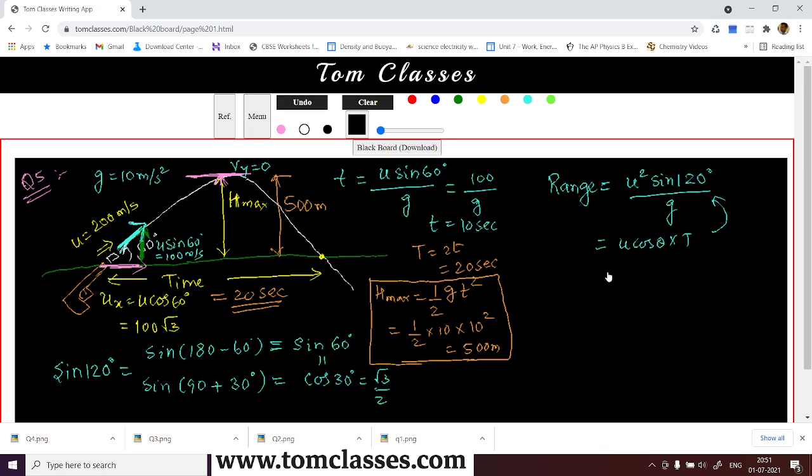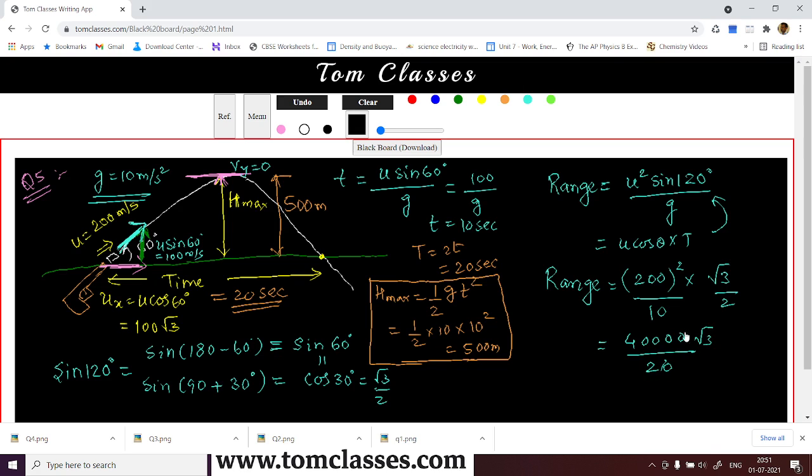So what is the maximum range? The range is u square by g, where u is 200. So 200 square into sine of 120 degree, that is root 3 by 2, divided by 10, if I take my g to be 10 meter per second square, right? So what will be the answer here? The range will be 4 and this is 2, so 400, and then 20 here, and then root 3. So I think this is 2000 root 3, right?